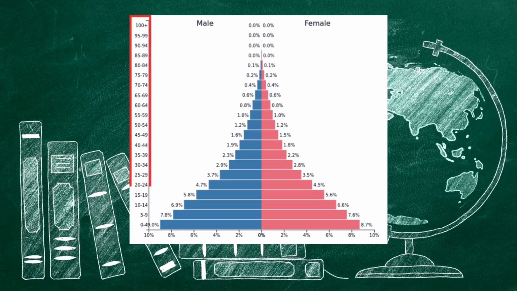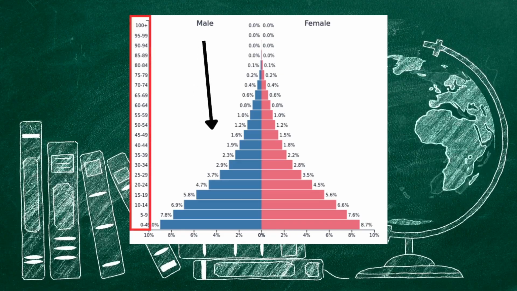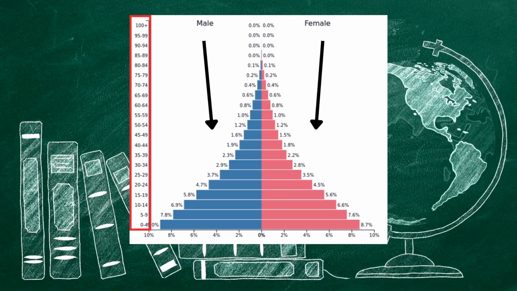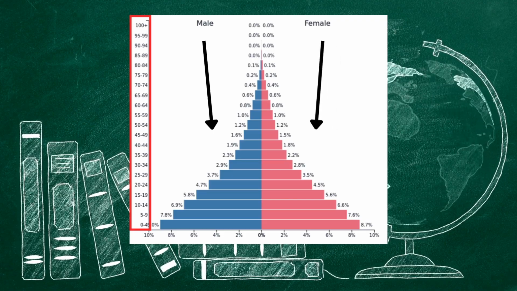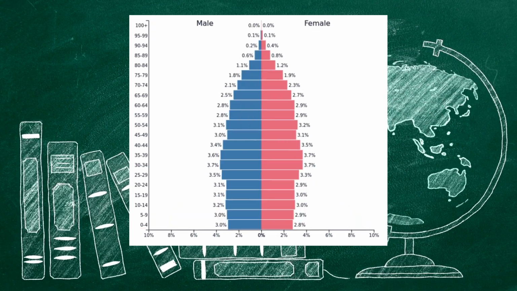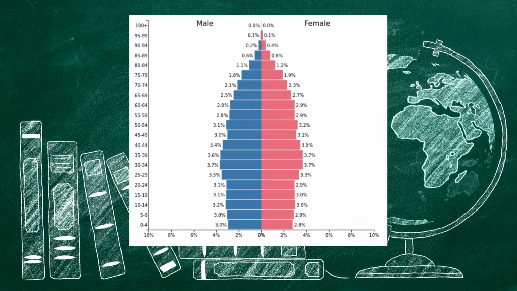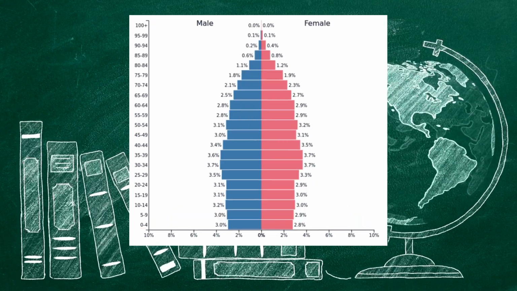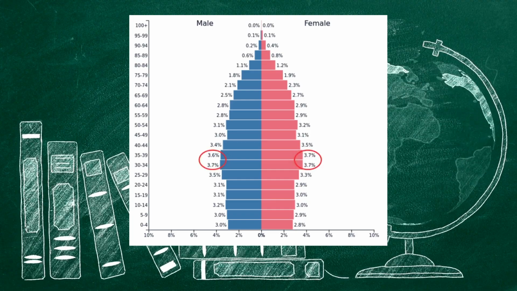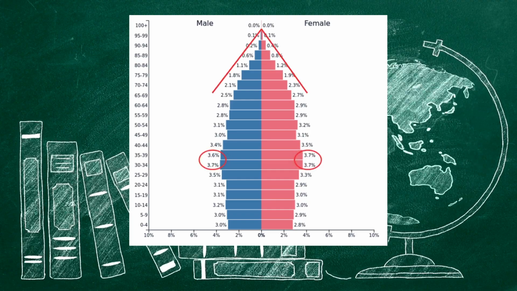On the y-axis you find the different age groups, on the left are the men and on the right are the women as a percentage of the population. The longer the bar, the more people are in that category, and usually the graph has to look something like this one.